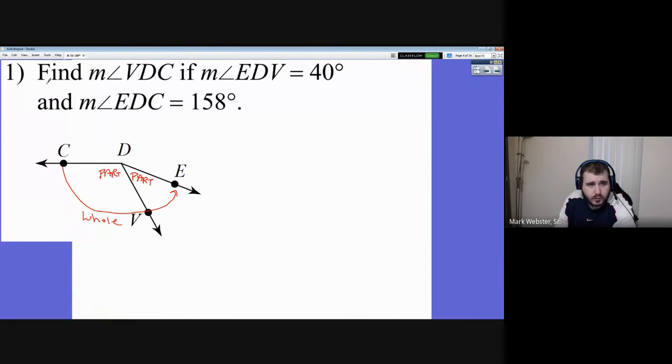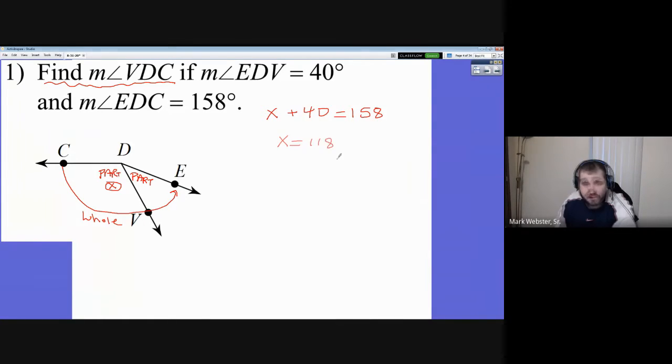But so we look at what we want to do. We want to find the measure of angle VDC. So we want to find the measure of this left one. I'm going to put that right here. I'm going to call that X, right? This is the one we want. And EDV is 40 degrees, and EDC is 158. So we don't know what CDV is, but we do know that this part is 40 and the whole thing is 158. So what plus 40 is 158? Part whole, right? What plus 40 is 158?